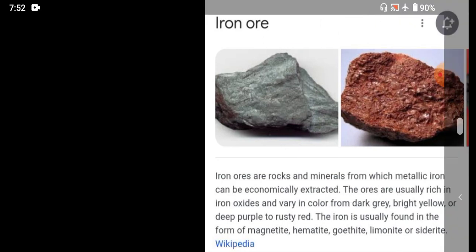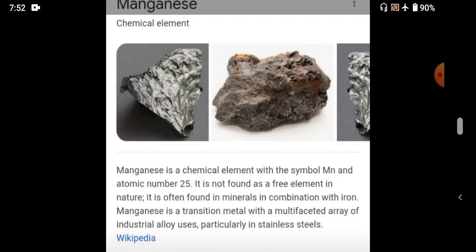Then secondly, we learned about manganese. Manganese is a chemical element. Do you know the symbol of manganese? You all know, in the science subject you learned. The symbol of manganese is Mn. What is the atomic number of manganese? Very good, 25. The atomic number of manganese is 25.